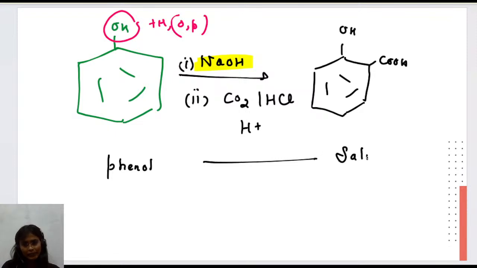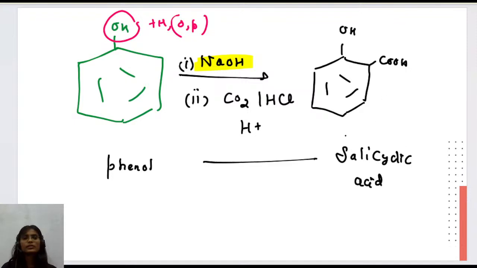It's a common name, and a really very important common name. Sometimes everything is mentioned as phenol, NaOH, and this. What is the product name? It's salicylic acid, or salicylic acid, anything you can use.